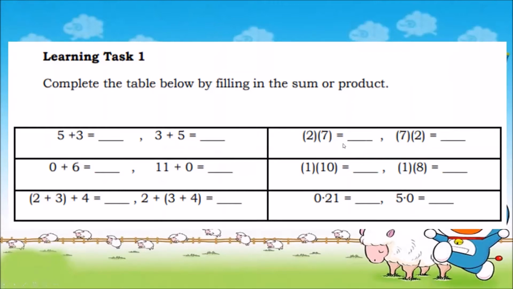2 times 7 is equal to blank, and 7 times 2 is equal to blank. 1 times 10 is equal to blank. 1 times 8 is equal to blank. 0 times 21 is equal to blank, and 5 times 0 is equal to blank. Copy and answer learning task 1. So I hope maliwanag po kung paano ang gagawin sa ating learning task number 1.